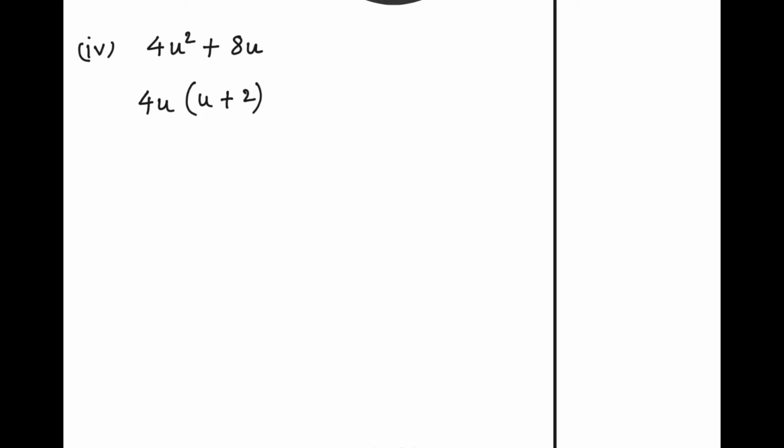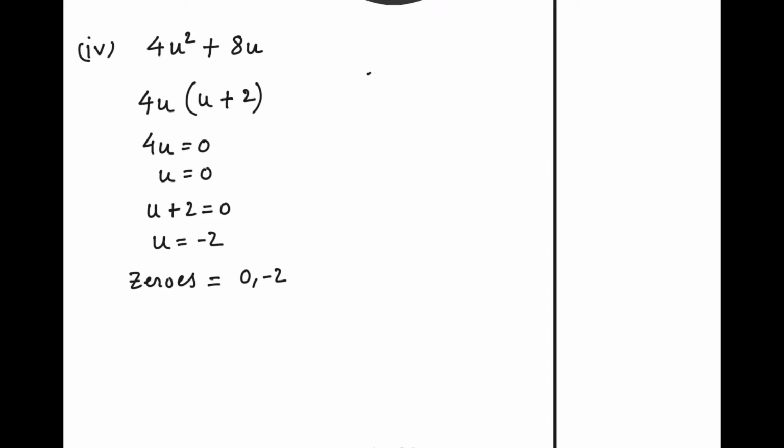So we'll first make 4u equal to 0, which gives u equal to 0. So 0 is one of the zeros of this polynomial. And second is by setting u plus 2 equal to 0, or u is equal to minus 2. So the zeros are 0 and minus 2. Now we need to again verify the relationship between the zeros and the coefficients.